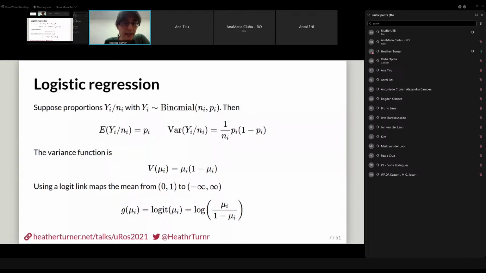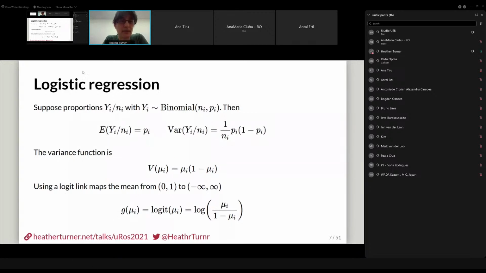Okay, and then the logit link, which we use in logistic regression, does the job of mapping the expectation, which can take values between 0 and 1, to the unrestricted range between minus infinity and plus infinity. So we can use other link functions to do this, such as the probit link, but the logit link is a particular example, and that's what was used in logistic regression.